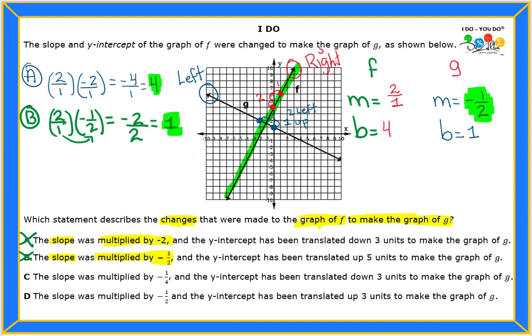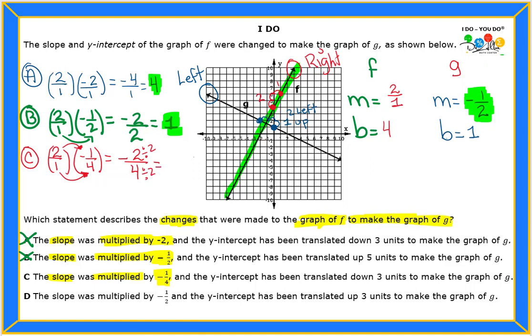Okay, let's do letter C. Let's see what it says. The slope was multiplied by -1/4. So let's check it out. My original slope again is 2 over 1. And now it says for me to multiply that by -1/4. So remember, you multiply numerator by numerator, denominator by denominator, right? Since one of them is negative, then my answer is negative. And 2 times 1 is 2. And 1 times 4 is 4. I need to simplify, right? I can divide both of them by 2.